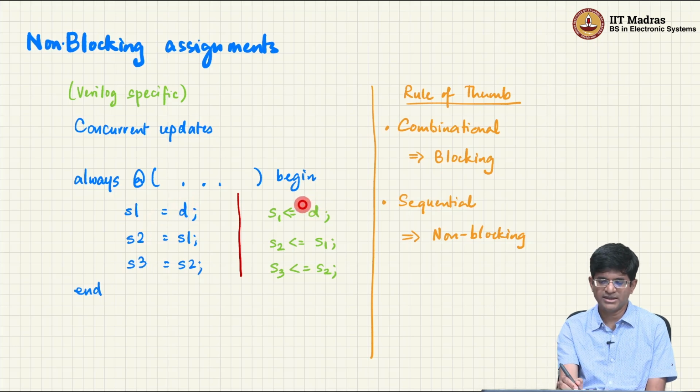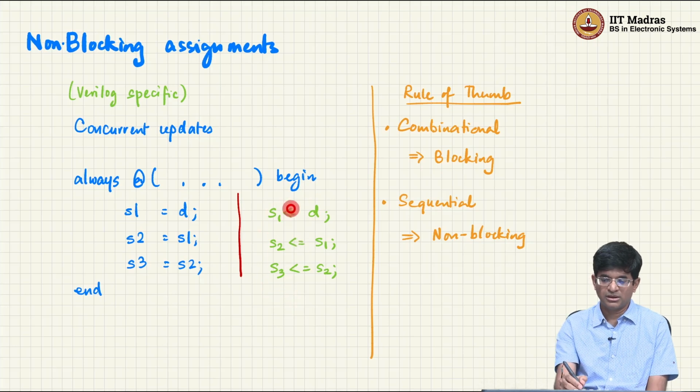What we want instead is that S1 takes the value of D, S2 takes whatever was previously in S1 before it changed to D, and S3 takes whatever was previously in S2 before it changed to S1. This is exactly what a set of registers does at a clock edge, and this is what we mean by, for example, a shift register in hardware.